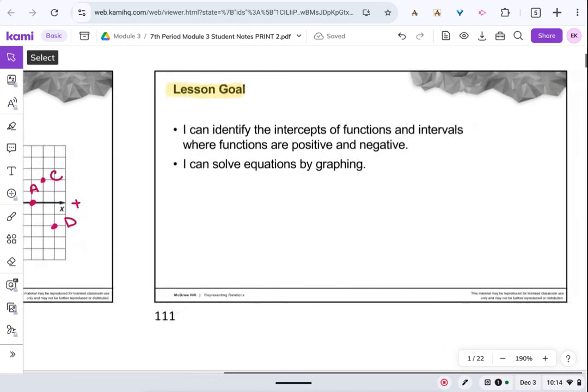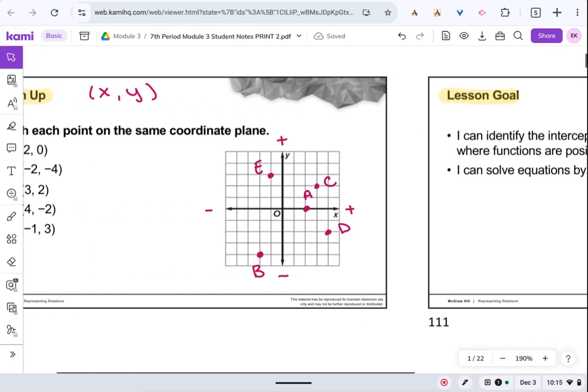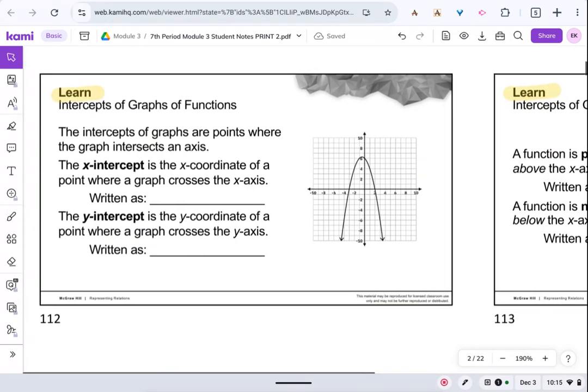So today we're going to talk about intercepts of a function and when we're going to talk about a graph being positive or negative. And then our second part of this lesson will be about solving equations. We're not actually going to use graphing. We're going to use something slightly different here.